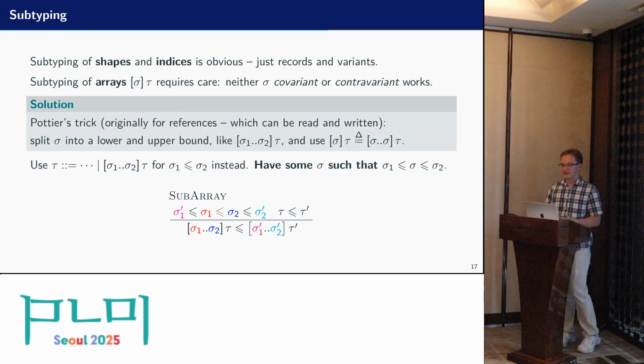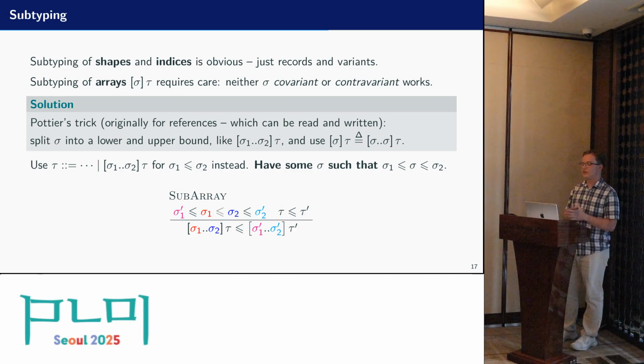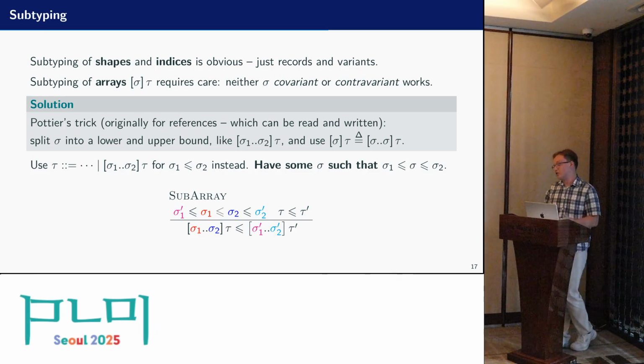So we don't need any existentials or anything fancy like that. But now I have to clear up the lie about the array types. There's a little bit of nuance when it comes to giving this subtyping. As I said, for shapes and indices, they just behave like records and variants. So this is completely standard.